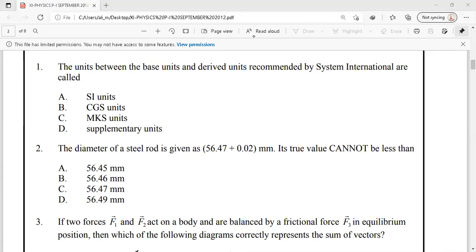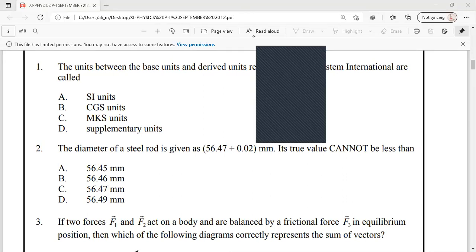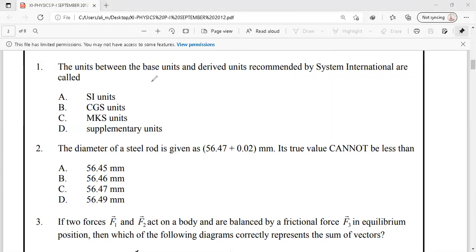The units between the base and derived units recommended by the System International are known as supplementary units. वो units जो कि base units और derived units में नहीं आते, but they are the part of our measurement, उन units को हम supplementary units कहते हैं। और supplementary units हमारे पास दो हैं for the measurement of two-dimensional angle, that is radian, and for the measurement of three-dimensional angle known as steradian. So option D is the right answer.